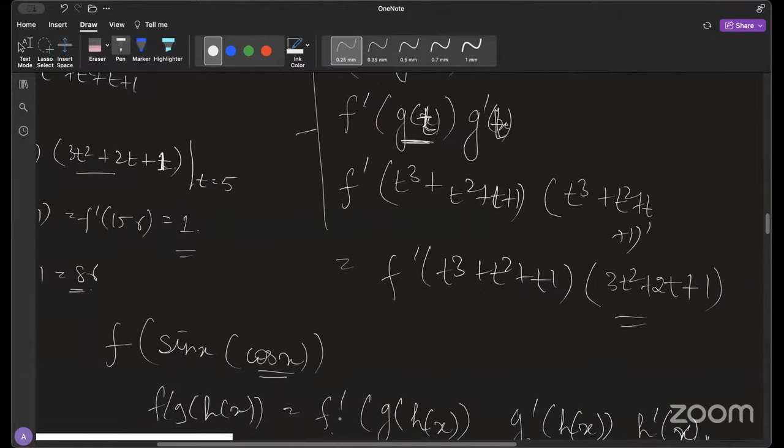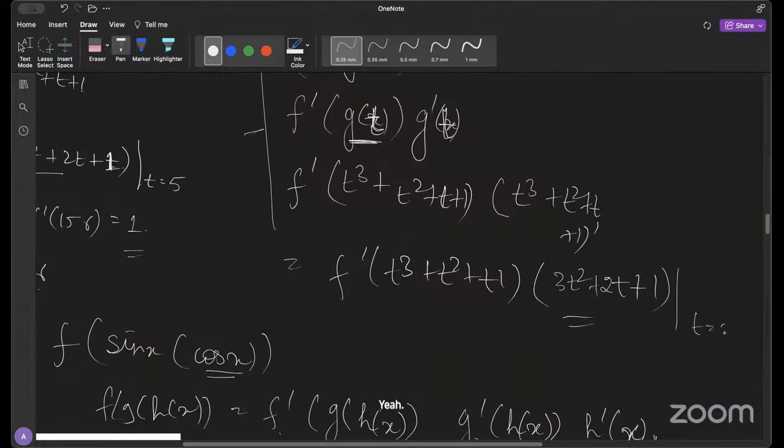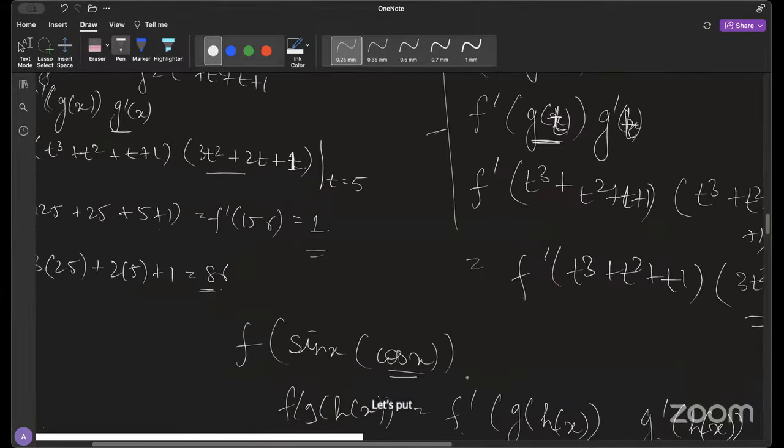Okay, so the differentiation was 3t square plus 2t plus 1, and then we put t equals 5 here in the calculation. I was saying that. Just put t equals 5 and then you'll find the solution. That's it.